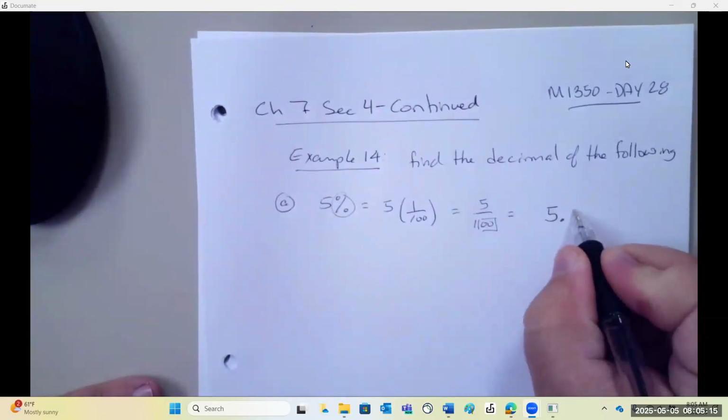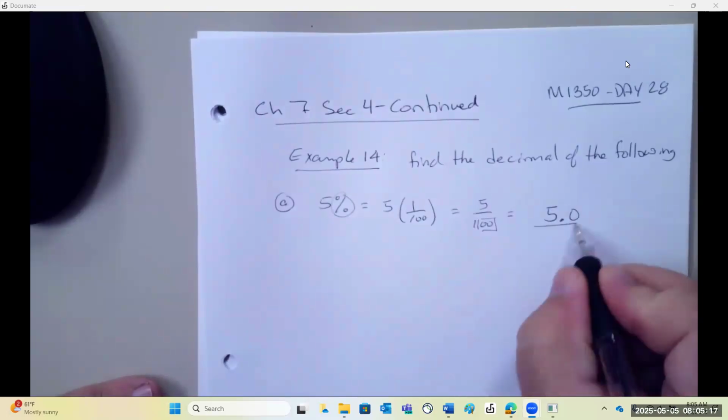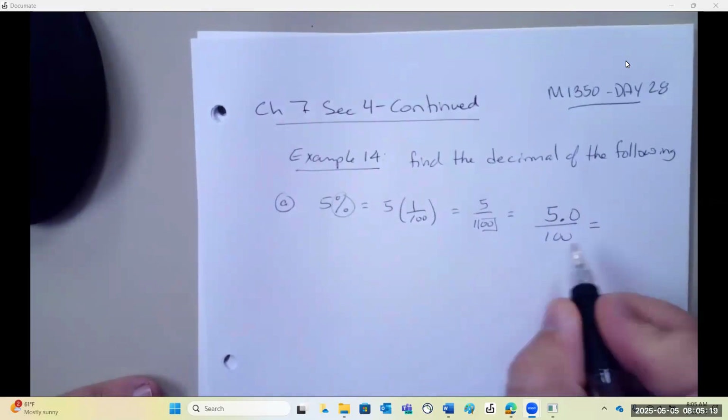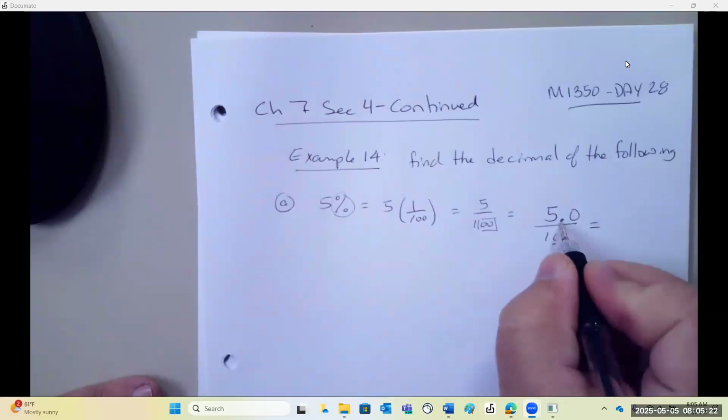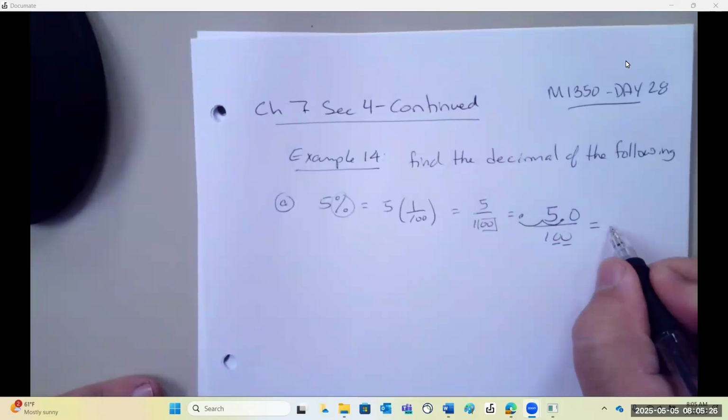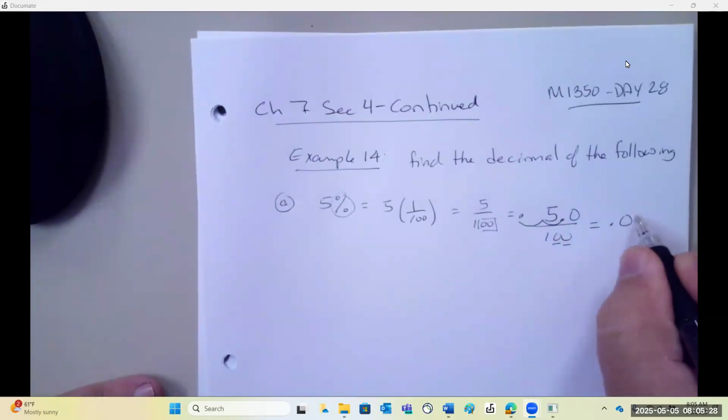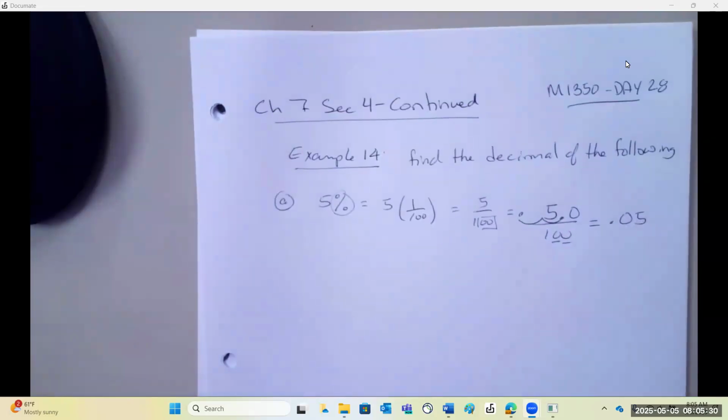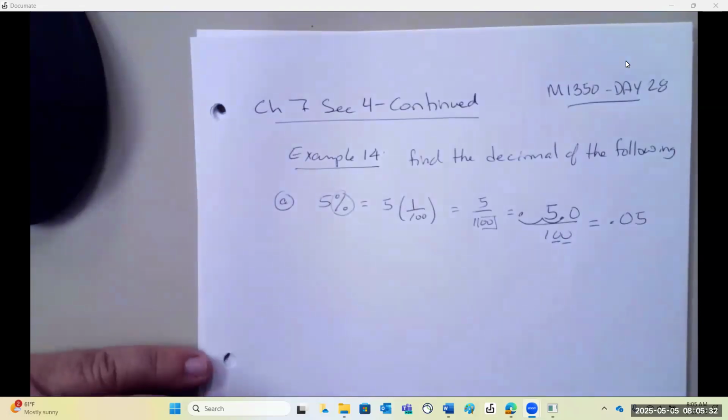So right now we have 5.0/100. Since there are 2 zeros on the bottom, that moves it 2 spaces to the left. So the decimal equivalent is 0.05.